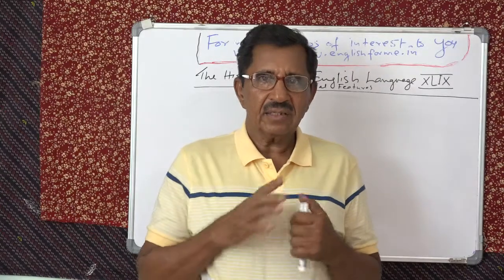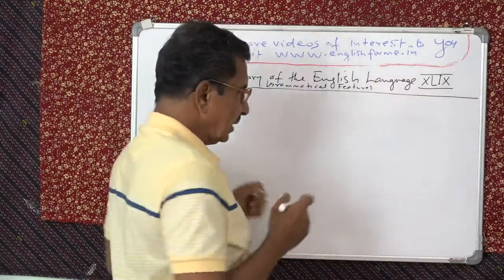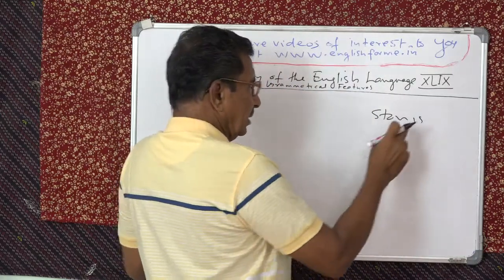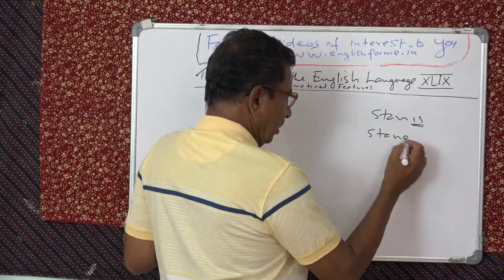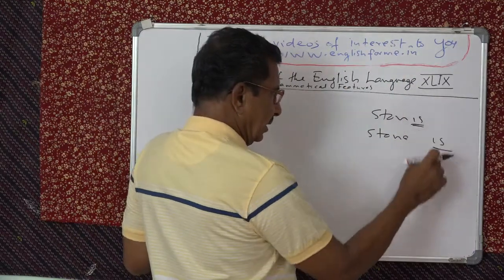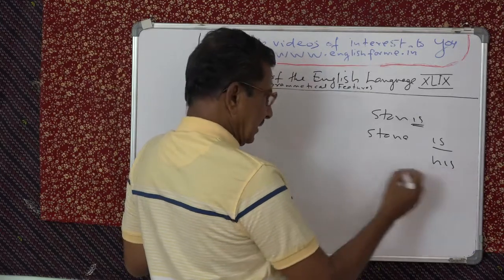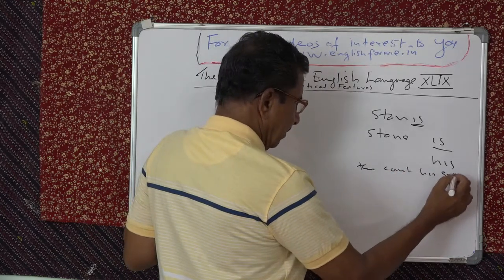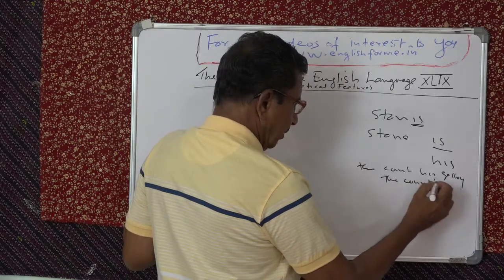Now what happened is that it was written like this, stones. It was written like this, stones. Then this was unstressed. So people started writing stone separately, is. So they misunderstood: is as the contraction of his. So you have got the count his galleys, instead of the counts galleys.